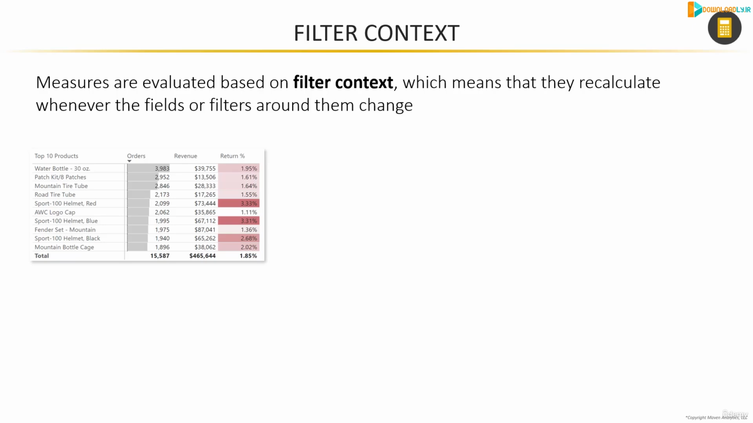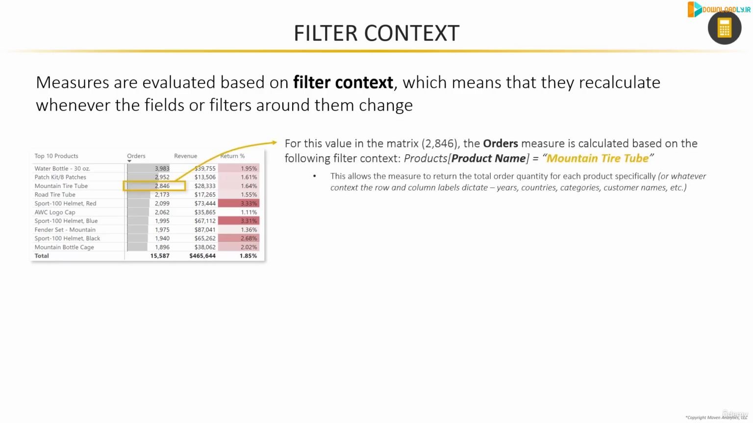Consider this matrix view on the left side of the screen. If we pinpoint one cell of that matrix, we can understand exactly what filter context is being passed to that cell and therefore understand exactly how that measure is being calculated. So for this example highlighted cell, we're calculating a measure called orders, and it's evaluating based on the following filter context. The product name column from the product table is equal to mountain tire tube, because that's the filter context that's passed to this cell from the matrix row label, right? And then it's calculating our total orders based on that product context.